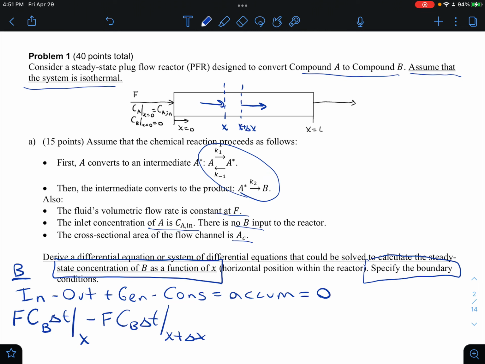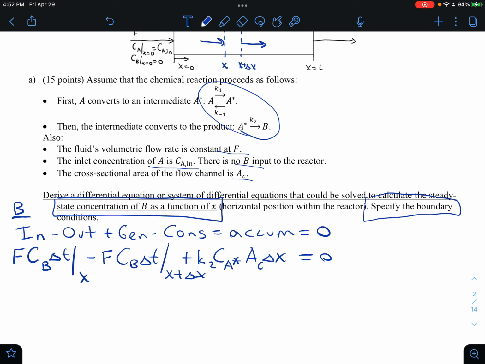The generation of B is going to be k2 CA star times the volume of the control volume. So plus k2 CA star times Ac delta X. That's the volume: cross-sectional area times delta X of the control volume. Now B is not consumed in this reaction because there's no reverse reaction here. That does not exist. And so this is our balance equals zero.